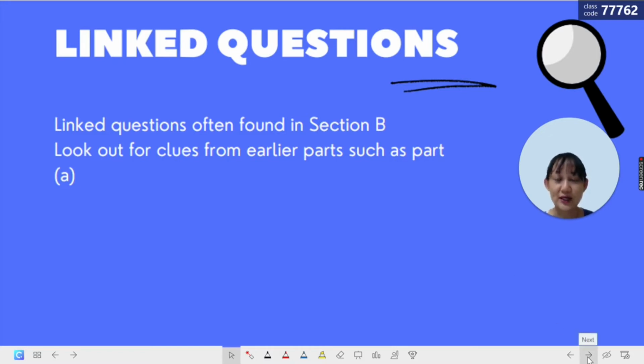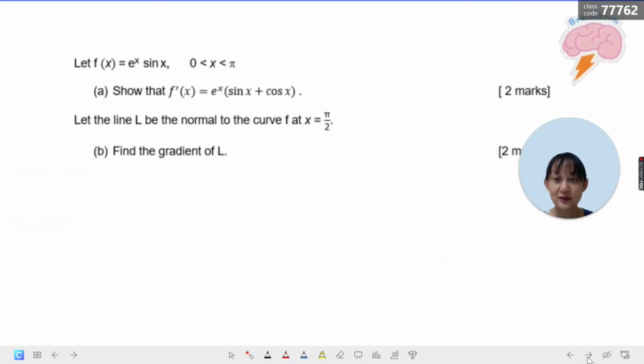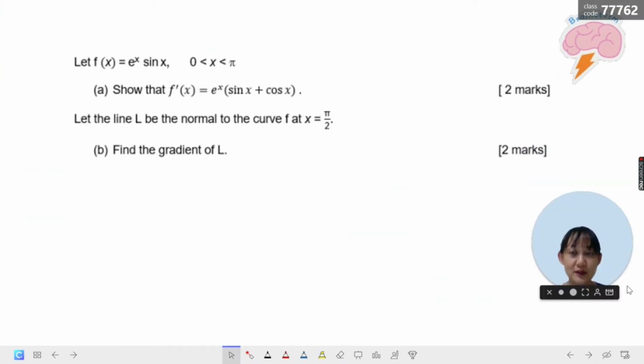Okay, let me show you an example of how this works. You can see over here, f of x is equal to e to the power x sine of x. In the first part, you're supposed to differentiate and find f prime x. After doing so, you're told to find the gradient of L. And the line L is the normal to the curve at x equals pi over 2. Even if you're not sure what to do, you should think about what you've done in Part A.